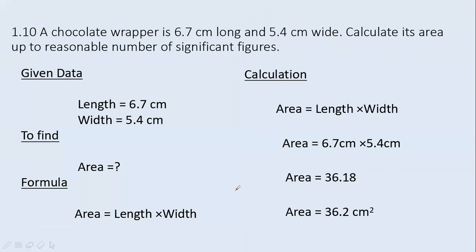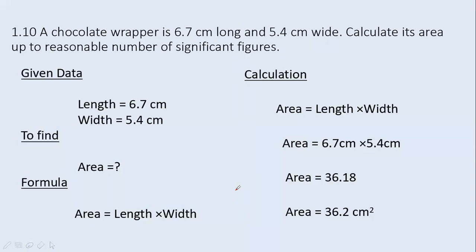Now comes the last numerical. The chocolate wrapper is 6.7 centimeters long and 5.4 centimeters wide. Calculate its area up to a reasonable number of significant figures. So length is 6.7 centimeters and width is 5.4 centimeters. We have to calculate the area. Area is length times width. So write the formula, multiply, and you will get the answer 36.18.